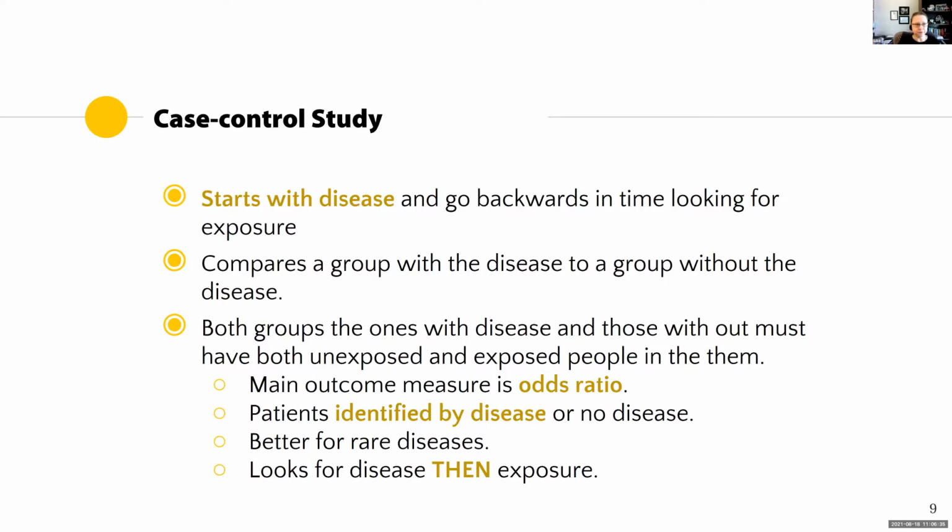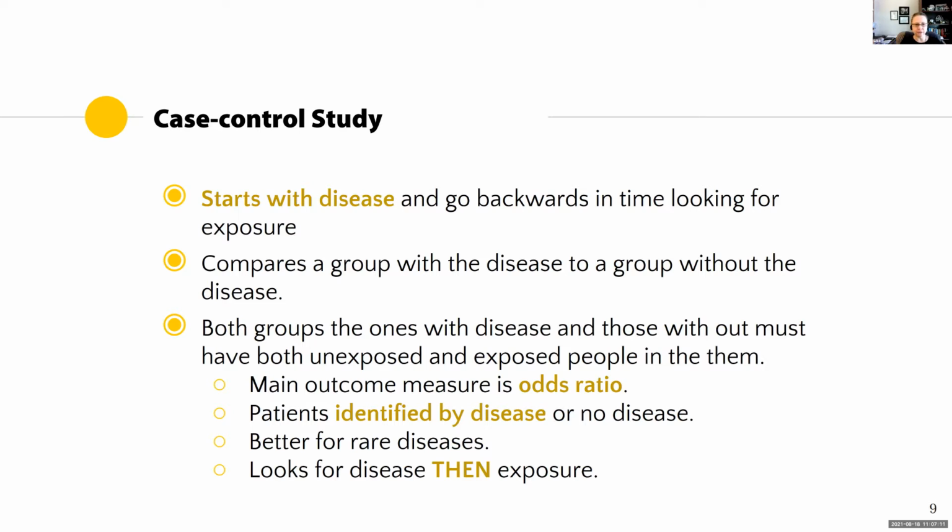The next one we have are the case control studies. And a case control study starts with disease and goes backwards in time looking for exposure. And that's kind of the key difference between a case control study and a cohort study, is that a case control study starts with disease. And so you compare a group with a disease to a group without the disease. Okay, both groups, the ones with a disease and those without, must have both unexposed and exposed people in them.